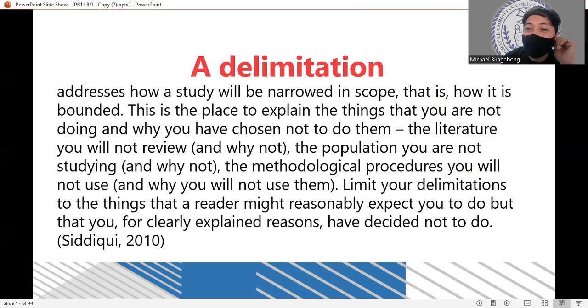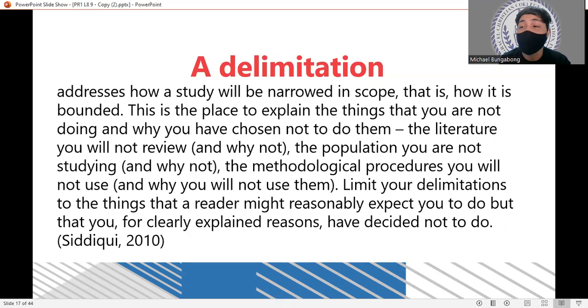And why not? The population you are not studying, and why not? The methodological procedures you will not use and why you will not use them. Limit your delimitations to the things that a reader might reasonably expect you to do, but that you, for clearly explained reasons, have decided not to do. That's according to Siddiqui in 2010.